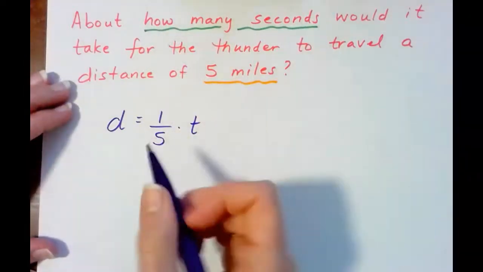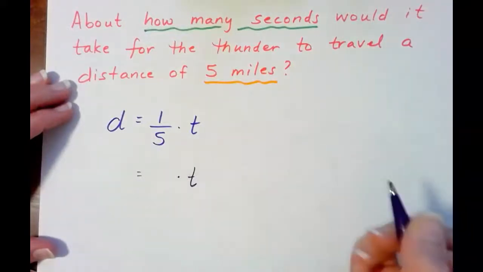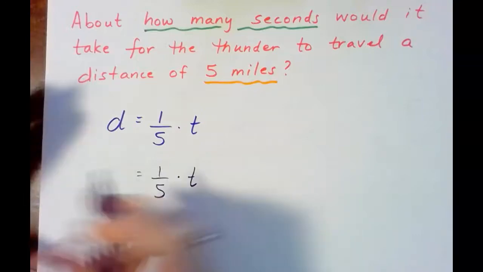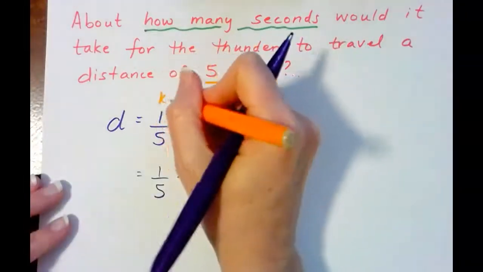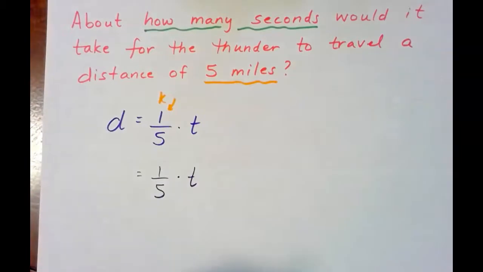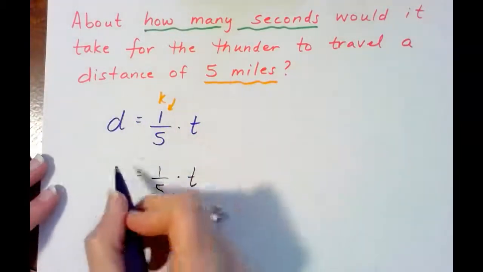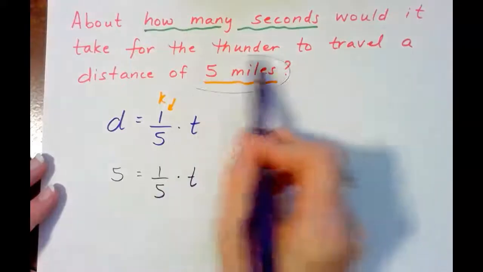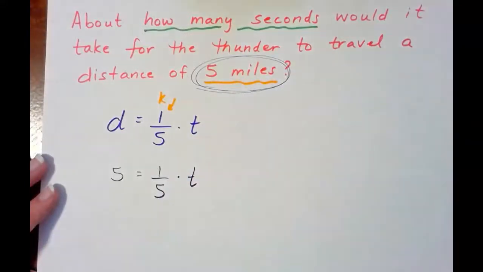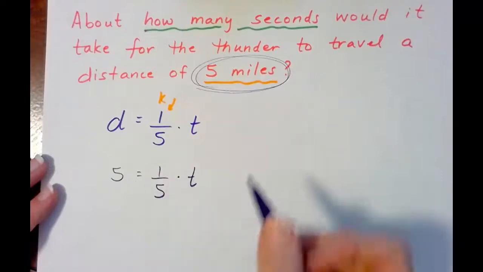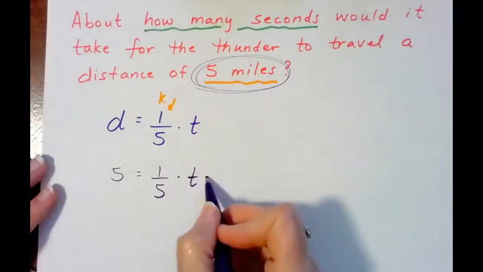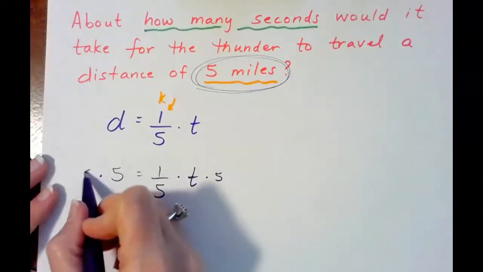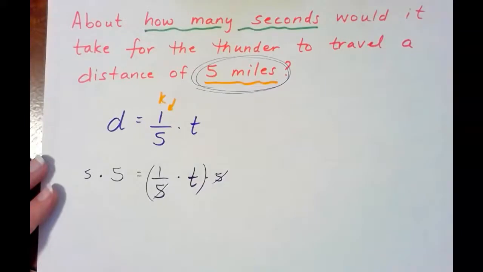So how many seconds? We do not know the time. Time will stay T. The constant of variation, of course, is 1/5. We just solved for it. Distance of 5. So all I was able to do was substitute in 5 miles for the distance. But this creates an equation that can easily be solved. So 5 equals 1/5 times T. If we want to solve for T, we're going to multiply both sides by 5. 5 and 1/5 cancel. 5 times 5 is 25.